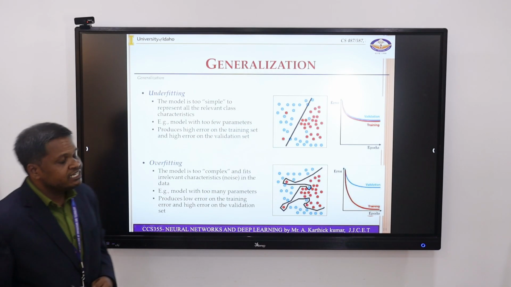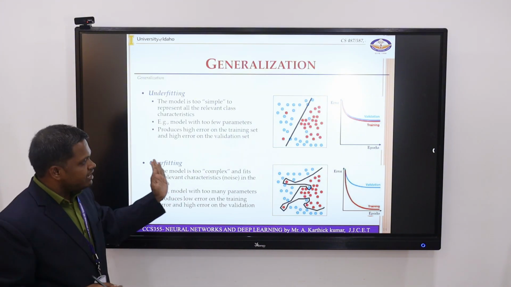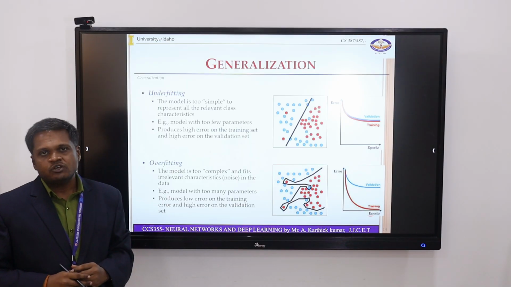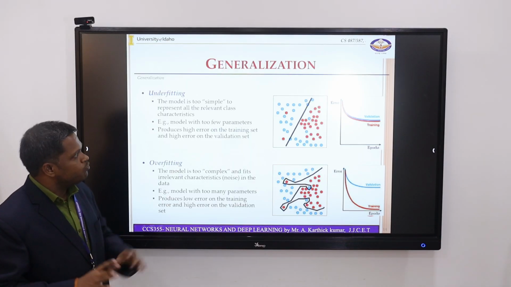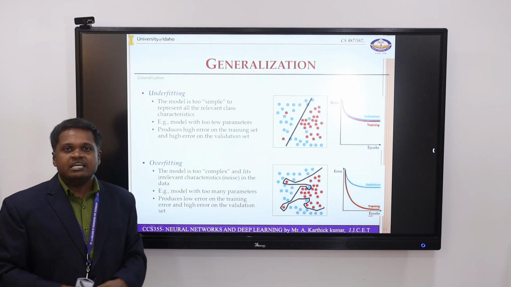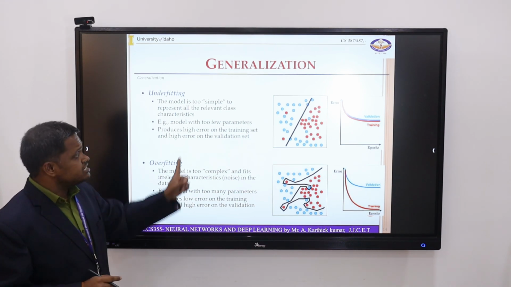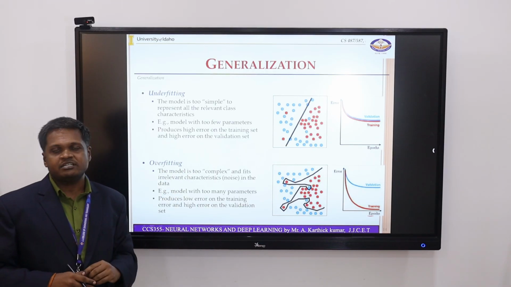And what is meant by generalization? So these are all the terms called hyperparameters. At last, we are going to design one complete deep learning model, and that deep learning model should be efficient. That's why we are concentrating on such kinds of hyperparameters.